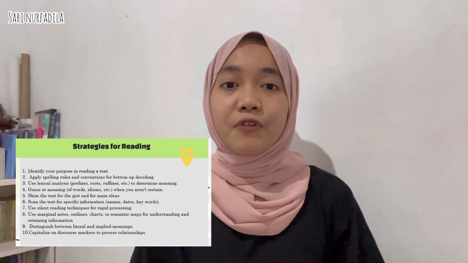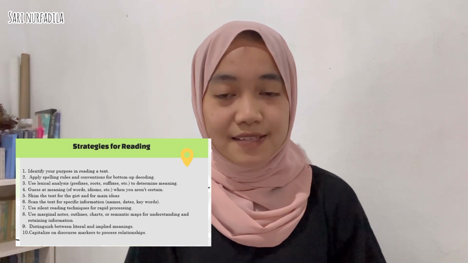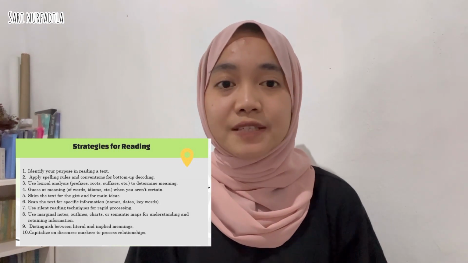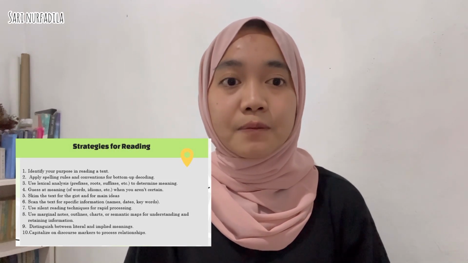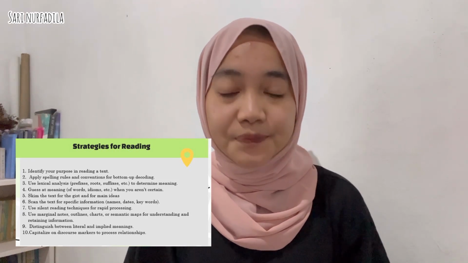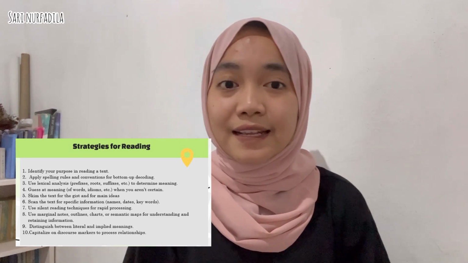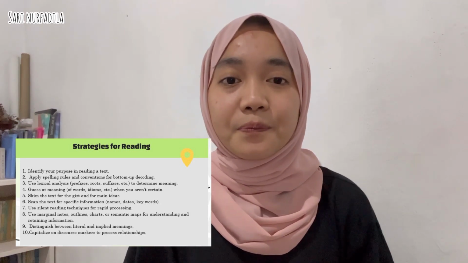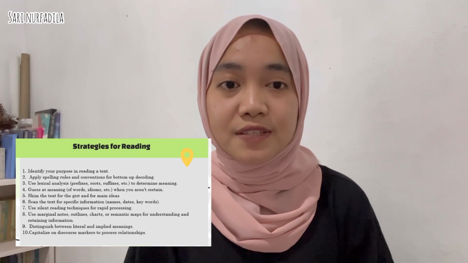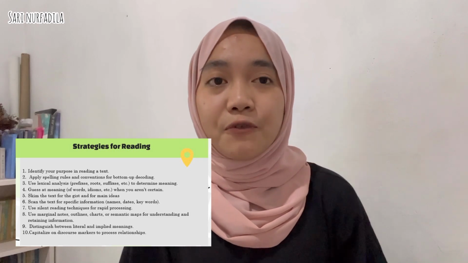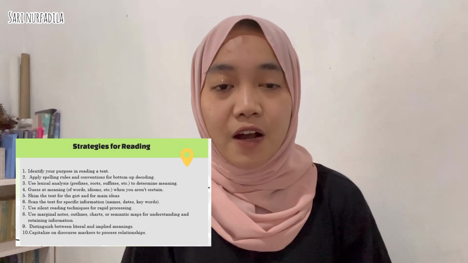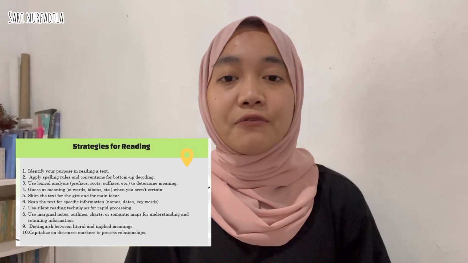Alright, after micro skills and macro skills, next are strategies for reading. There are 10 strategies for reading. 1. Identify your purpose in reading a text. 2. Apply spelling rules and conventions for bottom-up decoding. 3. Use lexical analysis, prefixes, roots, suffixes, etc. to determine meaning. 4. Guess at the meaning of words, idioms, etc. when you are uncertain.